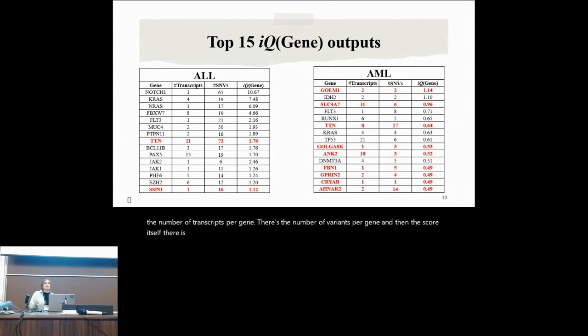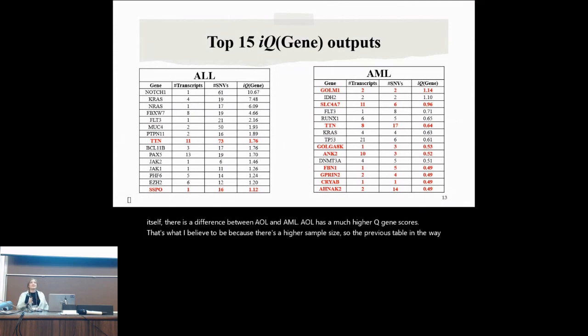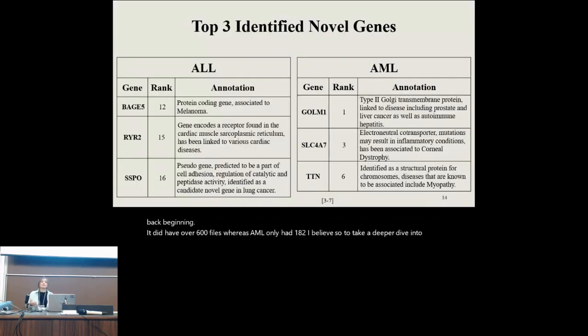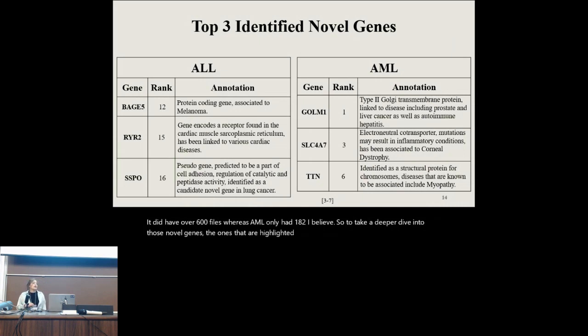There is a difference between ALL and AML. ALL has much higher IQ gene scores. I believe that's because there's a higher sample size. The previous table at the beginning had over 600 files, whereas AML only had 182, I believe. To take a deeper dive into those novel genes, the ones that are highlighted, we just looked through the top three. I won't read everything off of this table, but I will let you know that those genes are actually associated to other diseases and cancers. Also within this table, we have the rank of where they occur within the output itself.